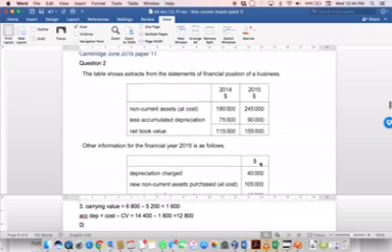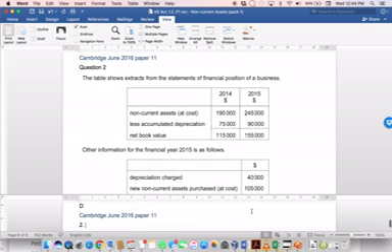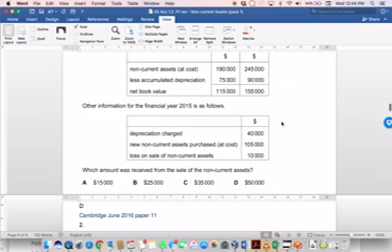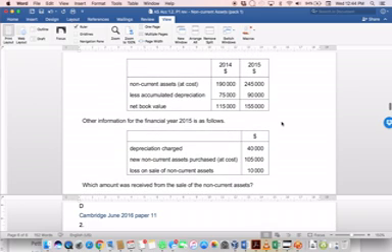Moving on to Cambridge, June 2016, question 2. The table shows extracts from the statements of financial position of a business, and then other information is provided. What amount was received from the sale of the non-current assets? Okay, so we've got a variety of information here, but we are trying to find out the actual selling price. Now, working backwards, if we can see that we made a loss on that selling price, if I'm able to work out what the carrying value was, I can then work out the sale.